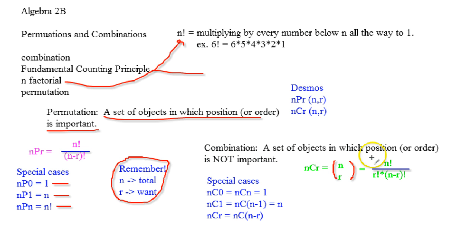Now, a combination is a set of objects in which position or order is not important. There are two ways that you can write this: NCR, or parentheses with n over r, and that is equal to n factorial divided by r factorial times (n minus r) factorial. So this is the new part. Now some special cases of combinations: NC0 is the same as n choose n, which is 1. n choose 1 is equal to n choose n minus 1, which is just n. And n choose r is the same as n choose n minus r.